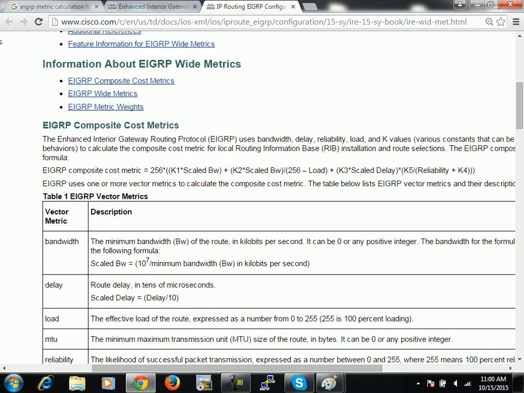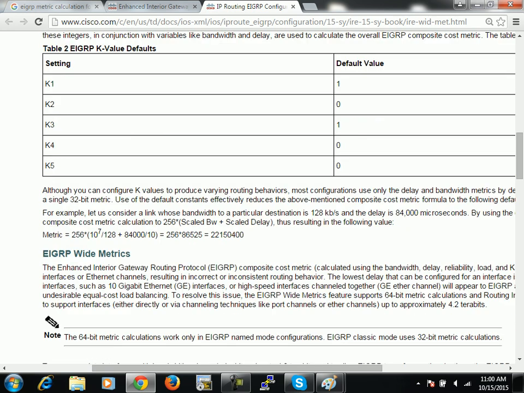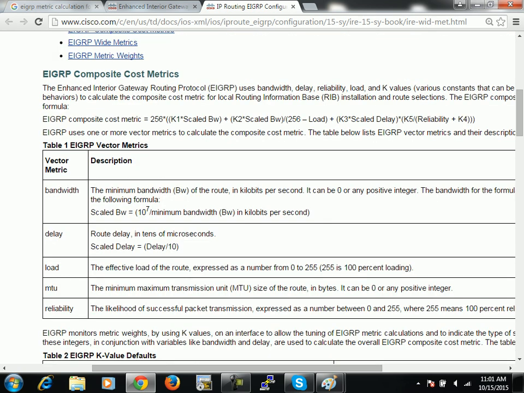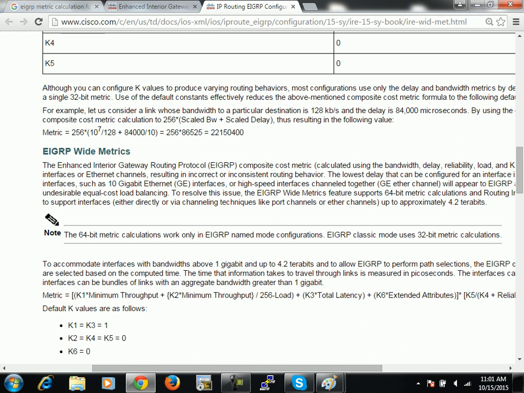Now in this formula, if you put K1 equal to 1, K2 equal to 0, K3 equal to 1, K4 equal to 1, K5 also equal to 1, finally your formula will be something like this. I mean, if you are using default K values, then it will be your formula, because if you put those values in this formula, it will become something like this. That is why we always use this formula, this one.